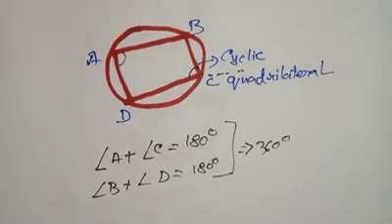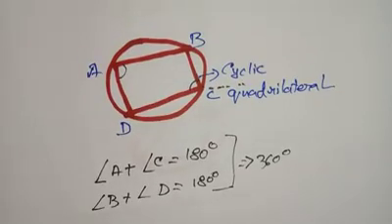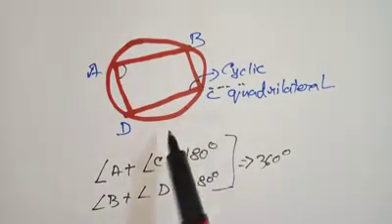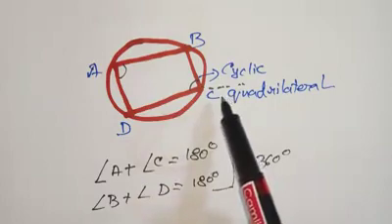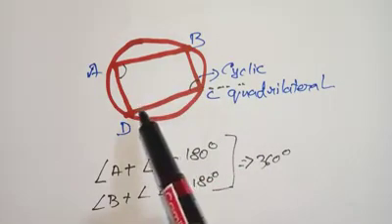Exterior angle is equal to interior opposite angle. That means angle BCE would be equal to angle DAB, this one, DAB.